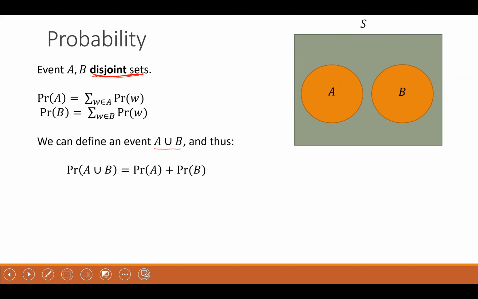They're disjoint. You remember from the counting, the sum rule, if they're disjoint, we can add up the size of them. But now instead of the size, we're just looking at a probability function, right? So we have a bunch of elements in here, but instead of counting them, we simply sum up their probabilities. So then the probability of A union B is the probability of A plus the probability of B.